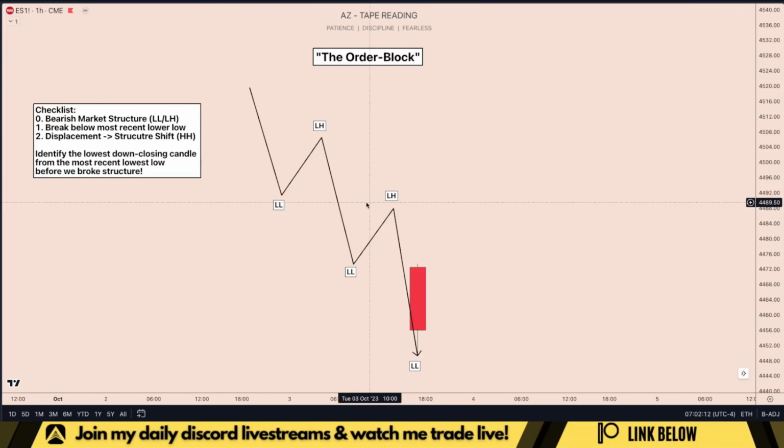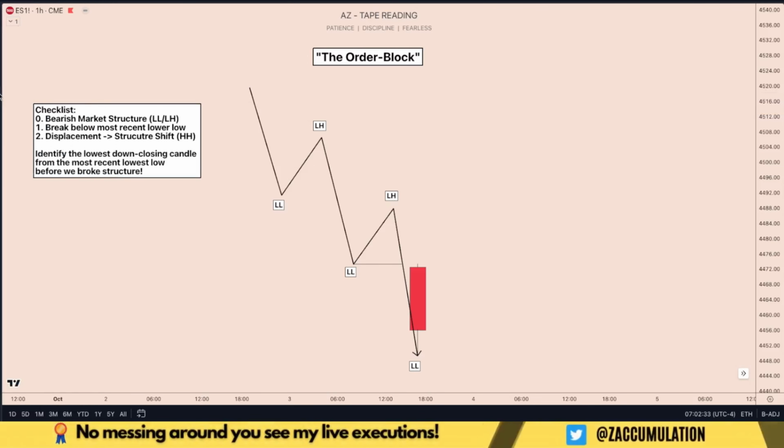Alright, so let's get back to our bullish order block example. We have identified our trend. We broke, that's step number 1, we broke below our most recent lower low. Right here, we break below that and we continue to go lower. And then step number 2 is we need the displacement or the structure shift. Let me grab the path tool. So right here now, we get our displacement. We break above our most recent lower high and we successfully shifted structure.